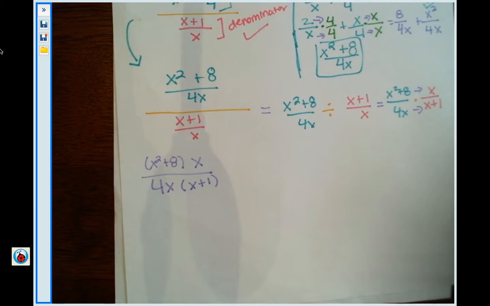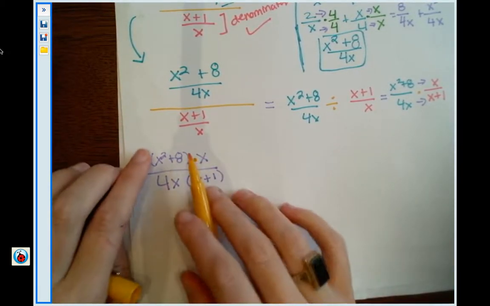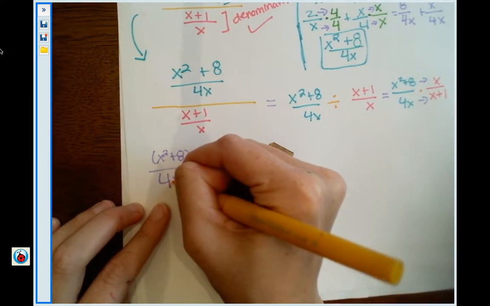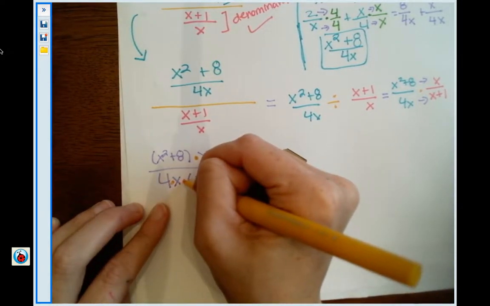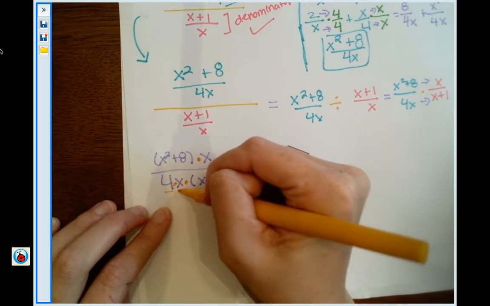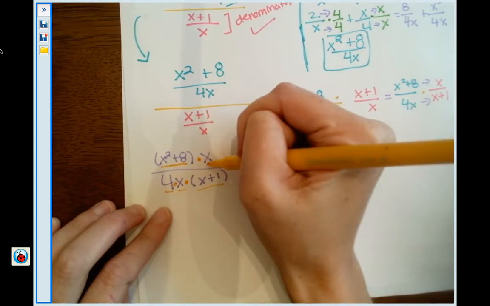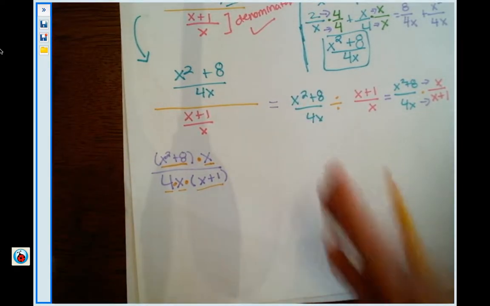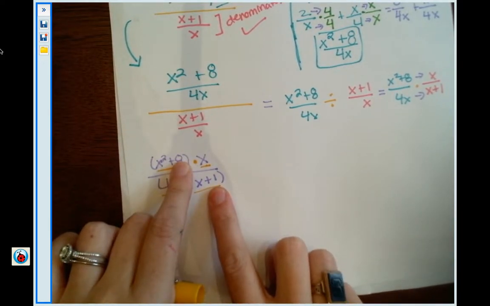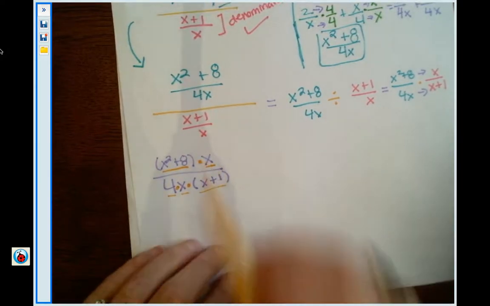Okay, so the ones that we're allowed to cross out, these two have a multiplication in between, so I could cross out this term or this term. The 4 and the x secretly have a multiplication symbol in between, and so does the x and the x plus 1. So I can cross out either the 4, the x, or the x plus 1. And up here, I can only cross out the x squared plus 8 or the x. Those are the only things I'm allowed to cross out. If there's an addition or subtraction in between two terms, you cannot cross out individual terms. Only when there's multiplication.